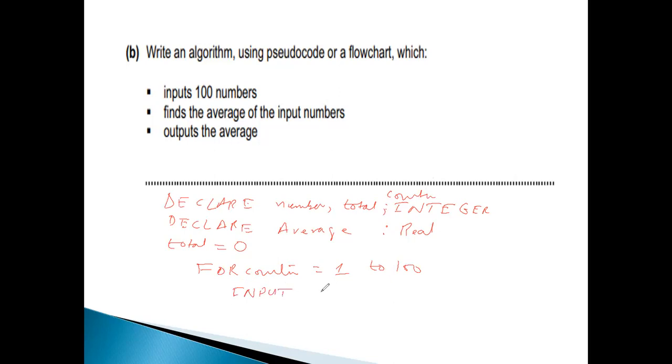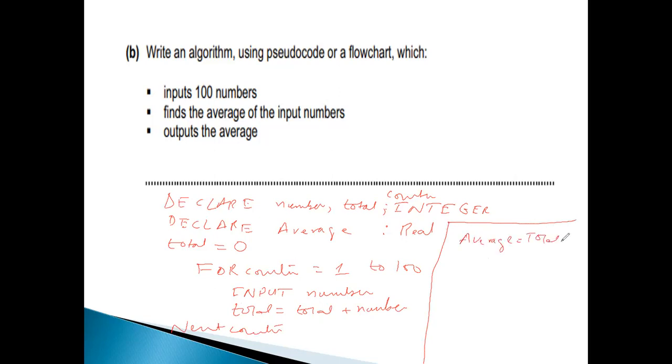Input number. Okay, and then you have to write the total. Total equals total plus number. Up till now it is right. So here you can write next counter. You have written this one? Yeah. Then the loop will end. Then you will write the average formula. Average equals total divided by 100. Okay. Here you can write print command or output command, whichever you think right. Here you can print average. This is basically the program you have to make.